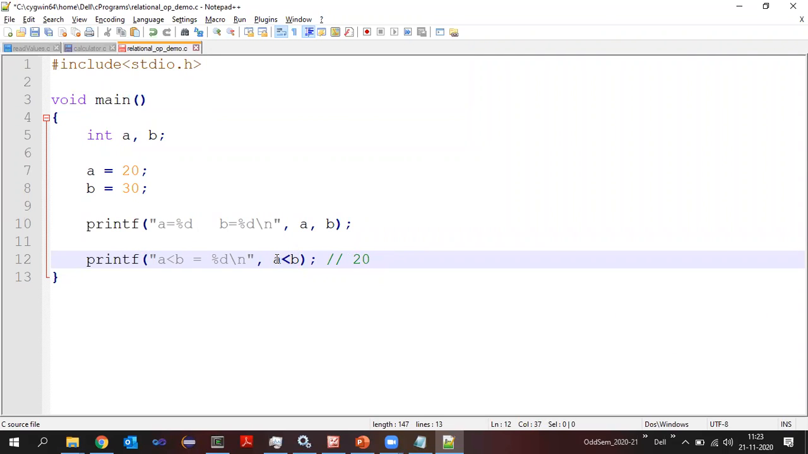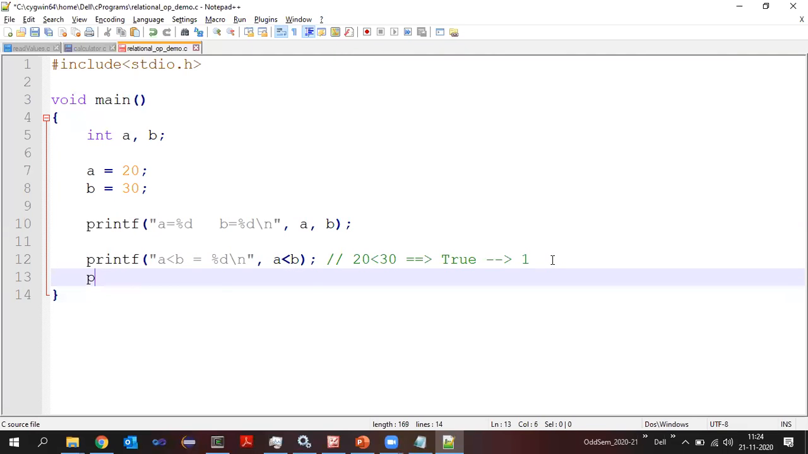Then the operator is less than. The second operand is 30. So I know that 20 less than 30 is true. True means what? It gives the value 1. So this 1 will get substituted at this place and that 1 will be printed because we have taken the %d over here.